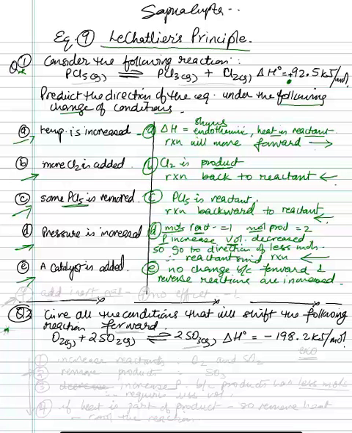This is one kind of question. Another kind of question that I may ask you is to give all the conditions that will shift the following reaction forward. So you want to get more product. Of course, you want to get more product. How will you design the conditions to make this reaction go forward?